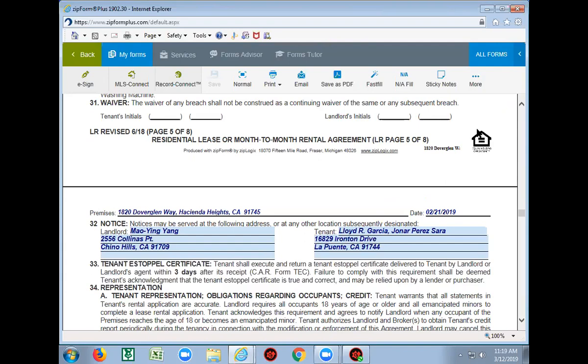Notice may be served at the following address and at any other location subsequently designated. What's that? Why are they showing that? So if they have any dispute, they send me a legal letter from the mediator, or an attorney letter, where they need to serve. So you have to have a landlord's address. Did you see that? A tenant's address is different from the subject property address because the tenant has their own house in La Puente. And I lease to their mom, in Hacienda Heights. So if there is any dispute and I need to serve, it's their home address, not the subject property address.